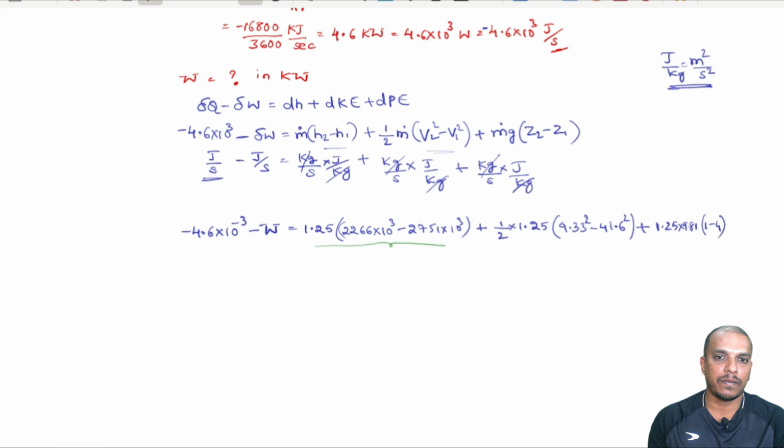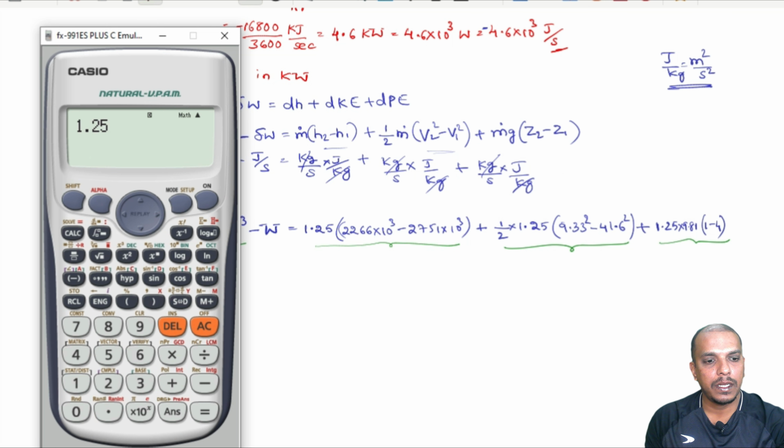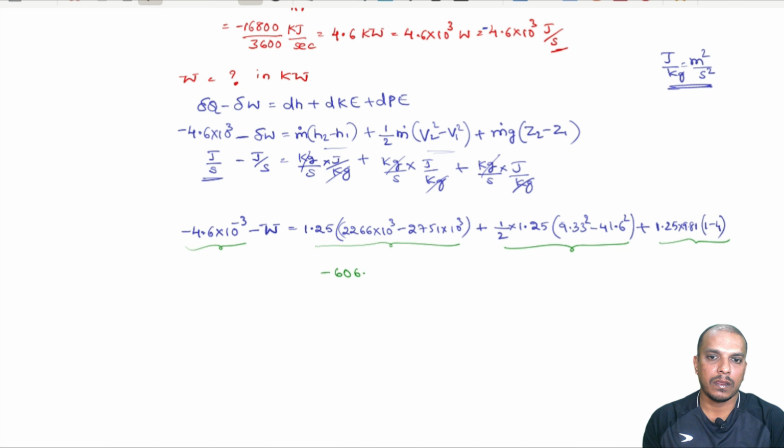Now let us solve this equation one by one. Let us take this as our first term, this as second term and this as third term, and we'll try to write it separately because we don't want to make any mistake. Okay. So this will be 1.25 into 2266 into 10 power 3 minus 2751 into 10 power 3. So the first term will be minus 606.25 into 10 power 3. This is our first term.